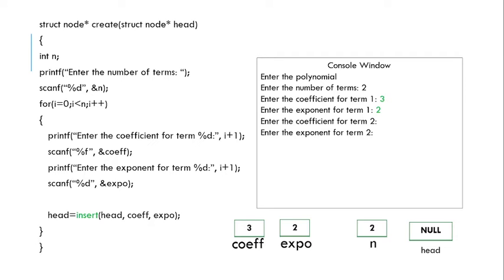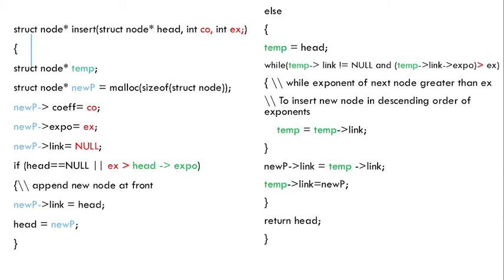Now let us see what the insert function does. So this is the structure of the insert function. The insert function has three arguments. One is the head pointer, then the values: for each term, what is the coefficient value and what is the exponent value. Then we create a dummy pointer temp. This dummy pointer temp is used to traverse through the linked list.